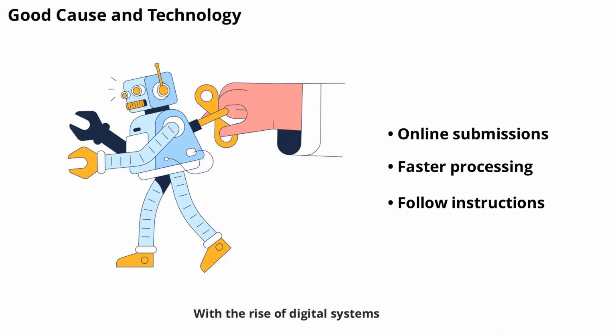With the rise of digital systems, many agencies now allow good cause claims to be submitted online. This can make the process faster and more convenient, but it's still important to follow all instructions and provide complete documentation. Technology is changing how good cause is handled, but the basic principles remain the same.